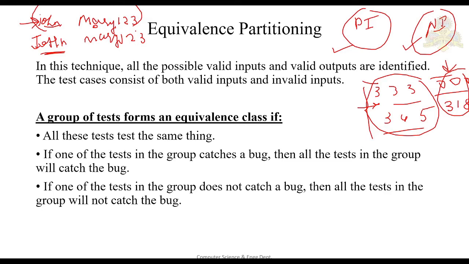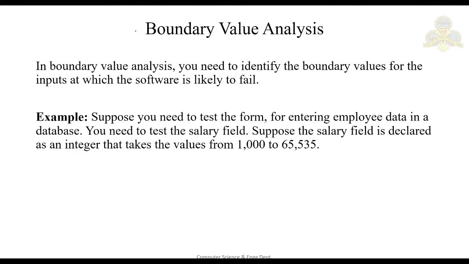Okay, next we'll talk about boundary value analysis. In boundary value analysis, you need to identify the boundary values for the inputs at which the software is likely to fail. Say suppose you have a program which takes the input as 1 to 100. There is a text field which takes the value 1 to 100. You have to check for the boundaries here: if you give 1, what will happen? If you give 0, what will happen? If you give 2, what will happen? The same applies to the maximum number as well. You give 99, then 100, then 101, what will happen? So these become your boundary values.